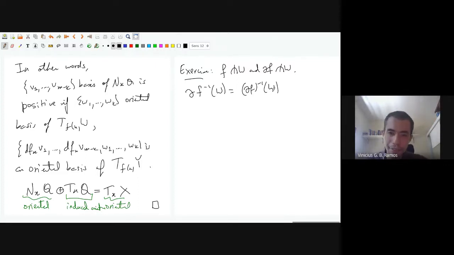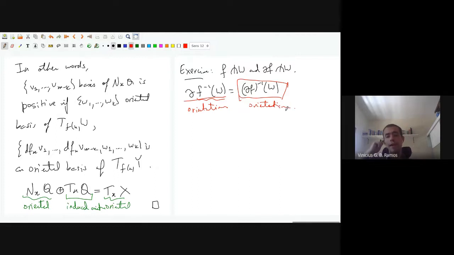But you can check the following thing. This one is an oriented manifold, and we have a natural orientation of the boundary. Whereas this one is just the preimage of the same submanifold by another function. It also has a natural orientation. So these two sides have orientations that are given in different ways, and the point is that they don't necessarily match.